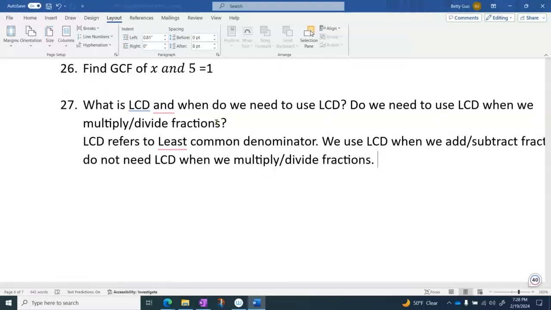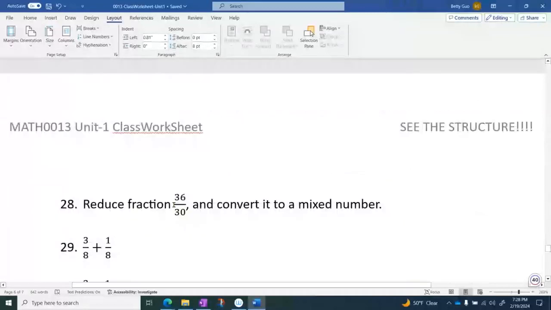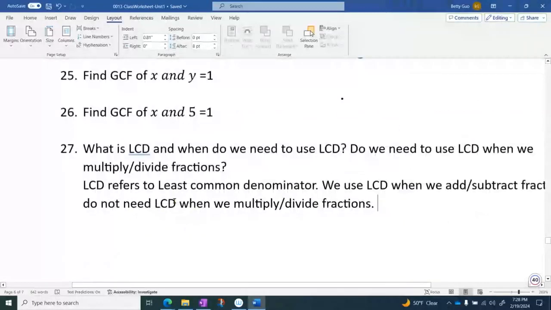We do need to know how to reduce a fraction, how to convert a mixed number to its equivalent improper fraction, and from an improper fraction back to a mixed number. We also have to know how to add, subtract, multiply, and divide with fractions. So that's going to be the next topic. It's the application of LCM.